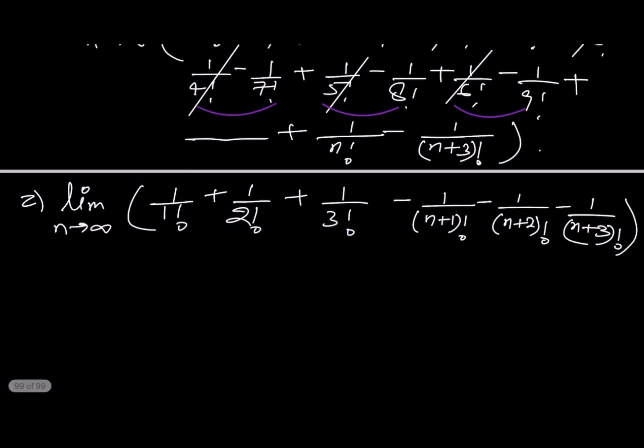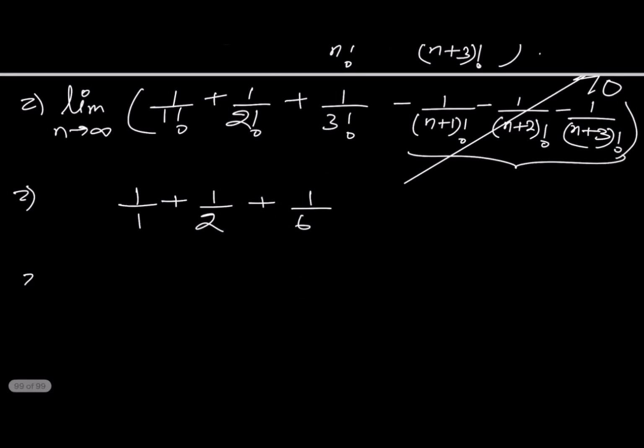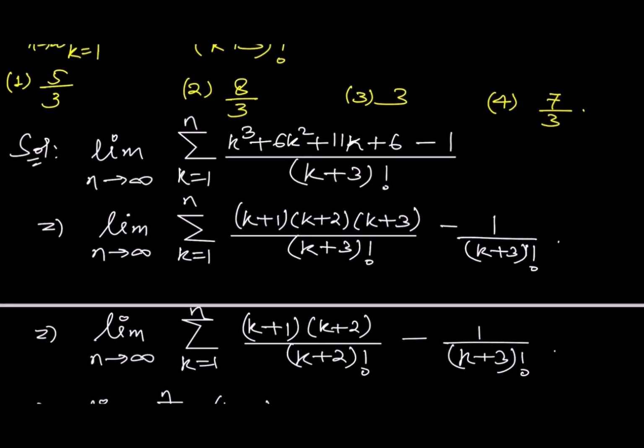Like this. So if n tends to infinity, then this will tend to 0. So 1 upon 1 factorial is 1. So 1 plus 1 upon 2 plus 1 upon 6, right? So this will become 6 in the denominator. 1 plus 3 plus 1 is 10 by 6, which is 5 by 3. Okay, so 5 by 3 is the answer, means option 1 is correct.